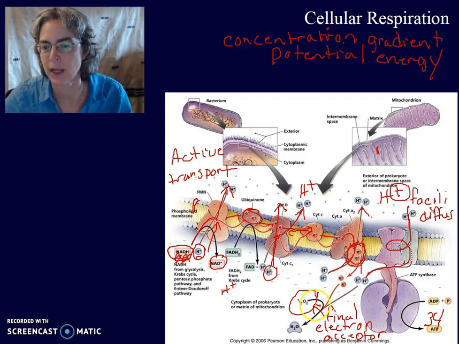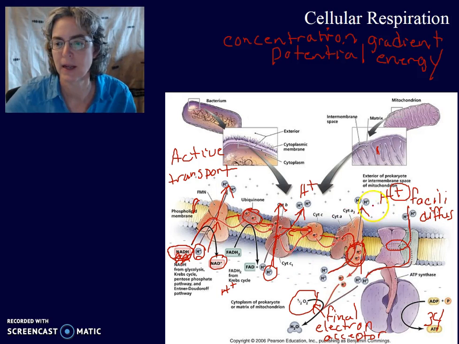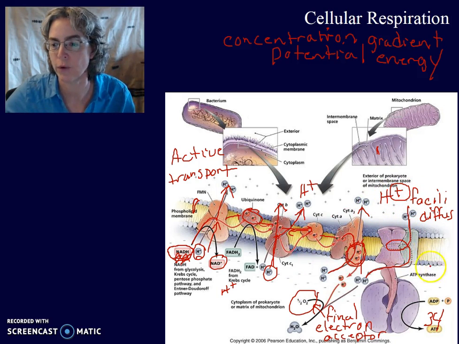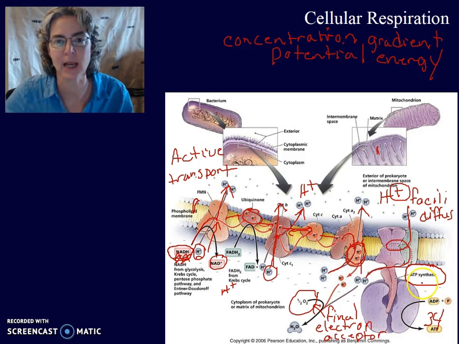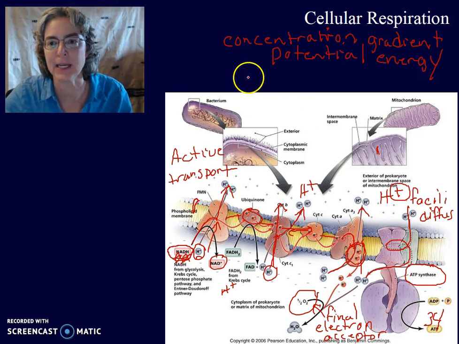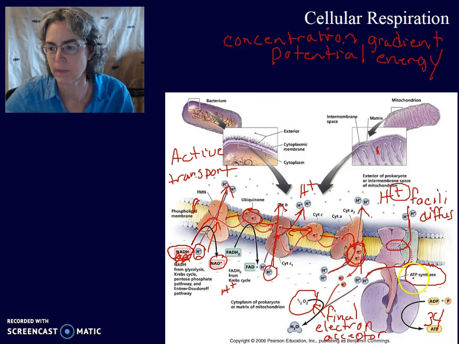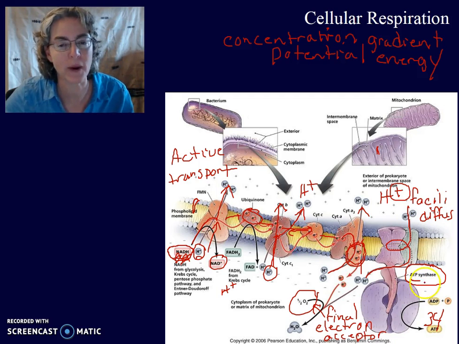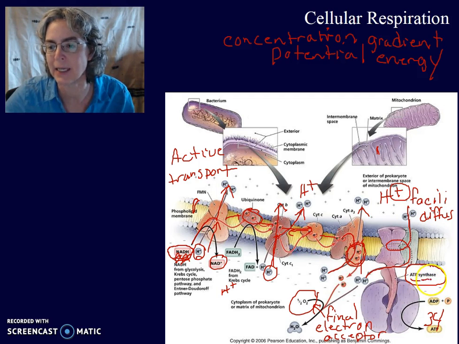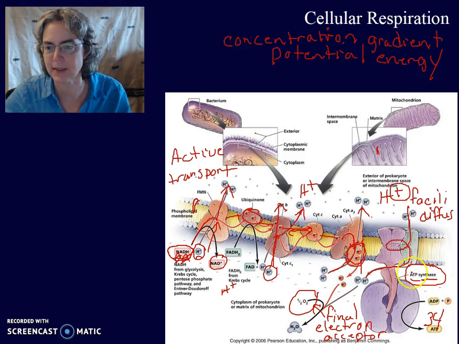So it accepts those electrons so that another NADH or another FADH2 can drop off their electrons and go through this whole process to make this concentration gradient and allow the hydrogens to go through. So another player in this that's really important to know is this enzyme right here, ATP synthase. And that seems pretty easy to remember: ATP, and you're synthesizing ATP, so ATP synthase.